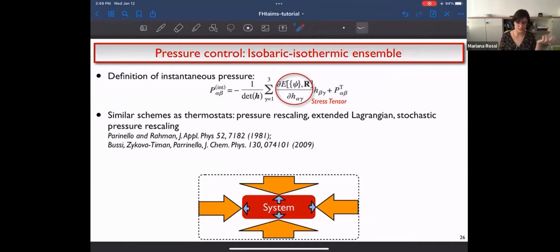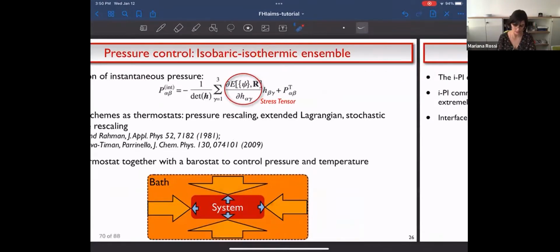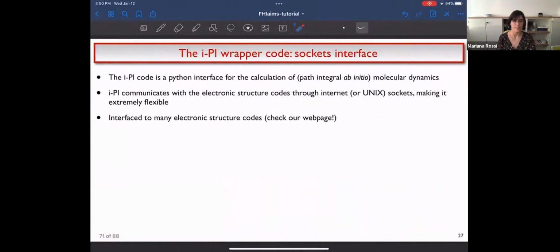There are similar schemes as those for thermostats. There's pressure rescaling, extended Lagrangian, stochastic pressure rescaling, and so on. And in order to fully realize the isobaric and isothermal ensemble, you have to couple the thermostats with a barostat, right? So there's both a thermostat and a barostat acting together in your system, and then you get that. You will have an exercise also that does that today.